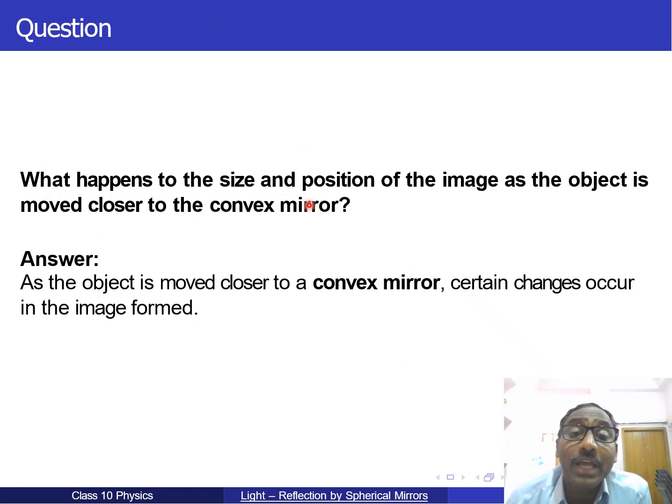What happens to the size and position of the image as the object is moved closer to the convex mirror? Now you are moving the object closer to the convex mirror. In the first case you have taken it at a longer distance, and then you can take it at any position nearer to the convex mirror. As the object is moved closer to a convex mirror, certain changes occur in the image formation.